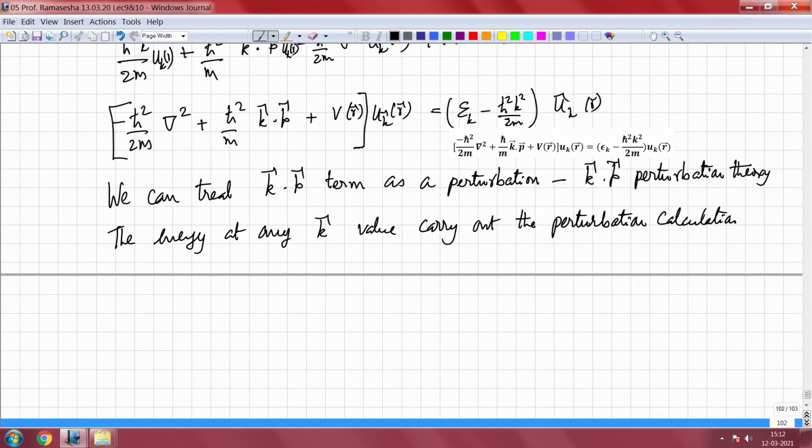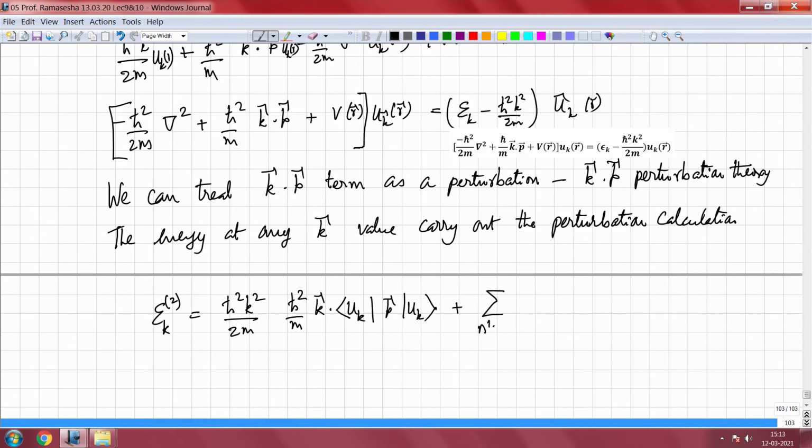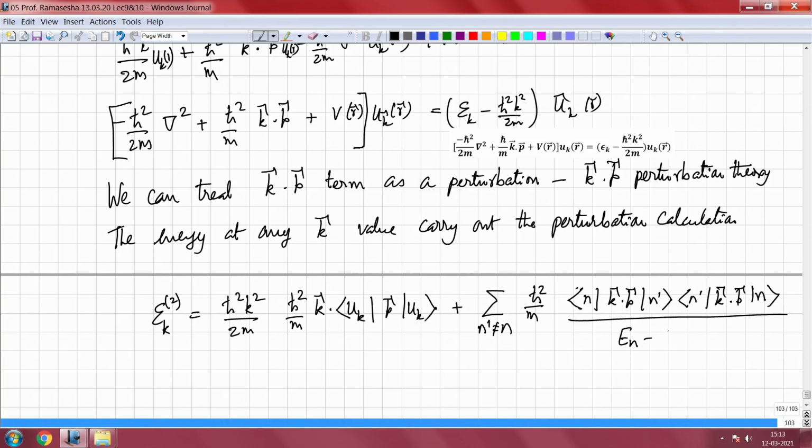So, if I carry out the perturbation calculation, then correct to second order, I can write the energy as the following: E_k correct to second order will be ħ²k²/2m plus ħ²/m k·⟨u_k|p|u_k⟩ plus sum over n' not equal to n of ħ²/m, and then I will have the state n, ⟨n|k·p|n'⟩⟨n'|k·p|n⟩ divided by E_n minus E_n'.